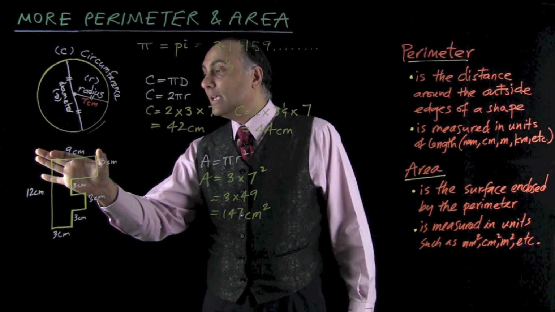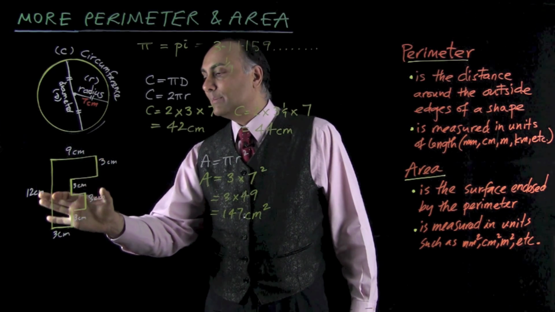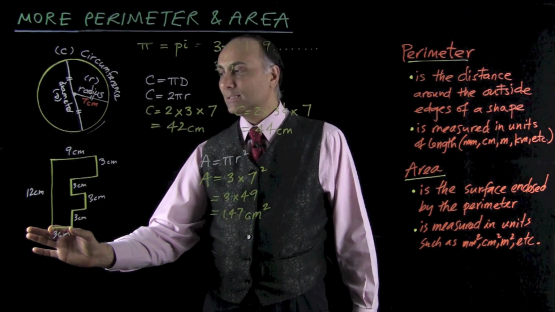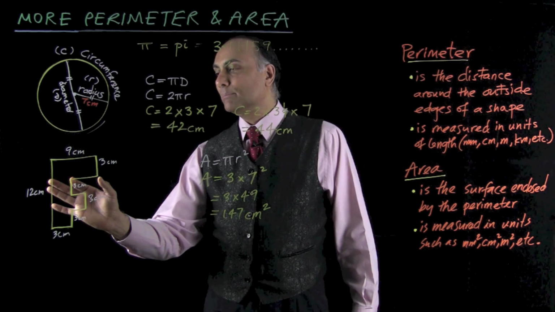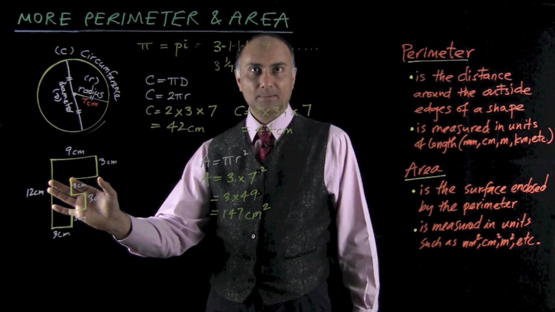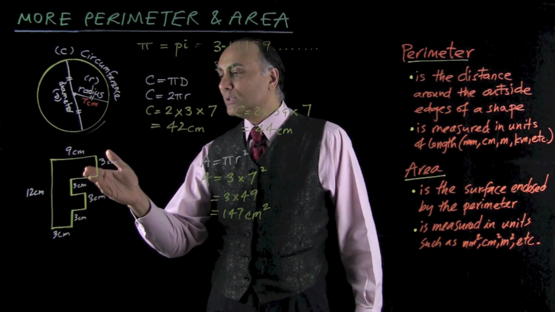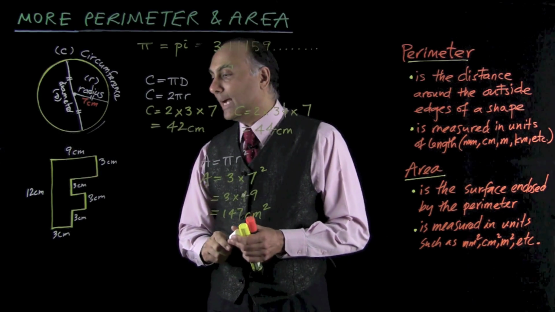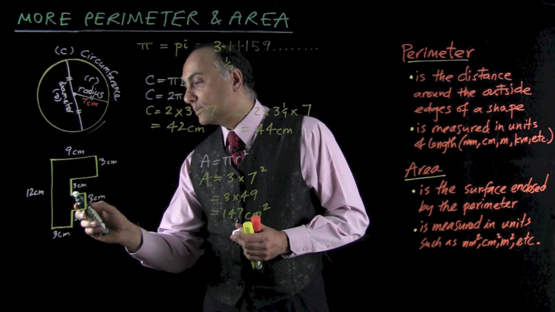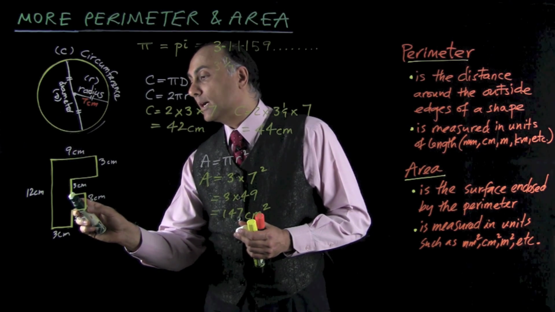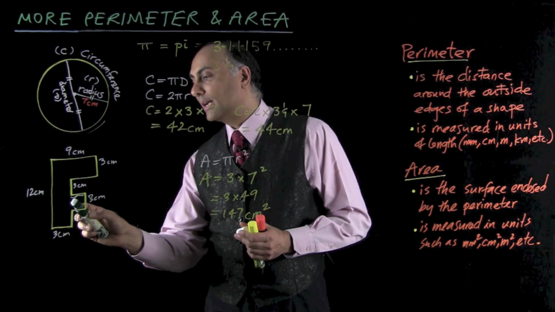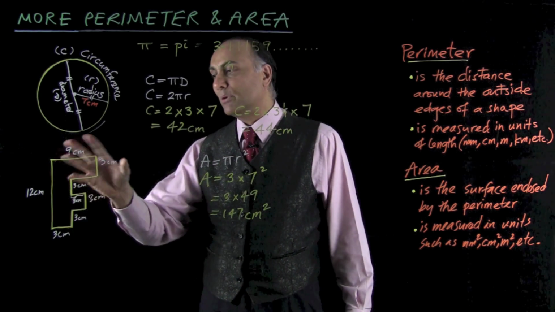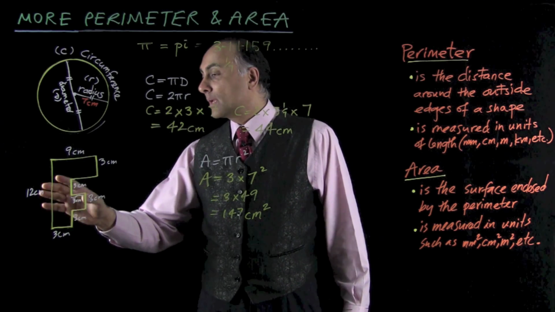Because the width at the top is 9 centimeters and the width at the bottom is 3 centimeters, it means that this piece must be 6 centimeters. So although it's not specifically given, it can be worked out. We do need one more measurement, which is the length of the shorter cross piece on the F. We'll call that 3 centimeters as well. So all the information we need to work out the perimeter is now on here.